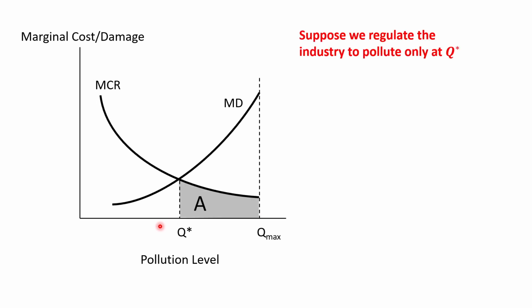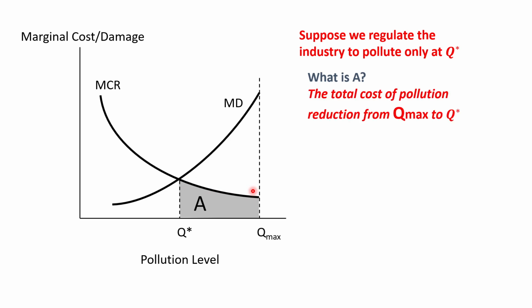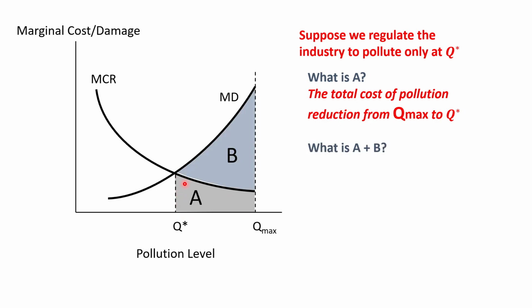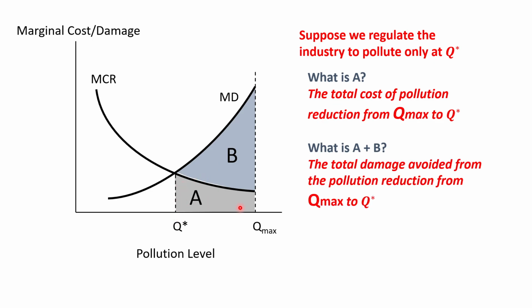All right. Now, let's interpret the areas. Suppose we regulate the industry to pollute only at Q star. So what is A? Look under the marginal cost. A is the area under the marginal cost curve. Therefore, A is the total cost of pollution reduction from Q max to Q star. That's the total cost of the reduction in monetary values. Now, what's A plus B? Look at which curve this is under. This is under the marginal damage curve, and so this is the total damage avoided from the pollution reduction.